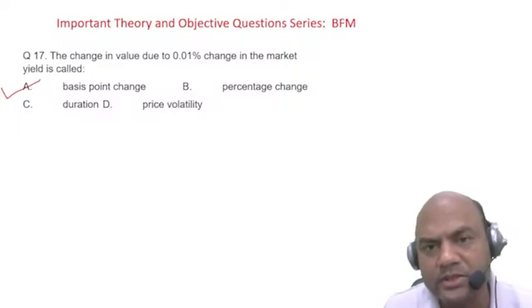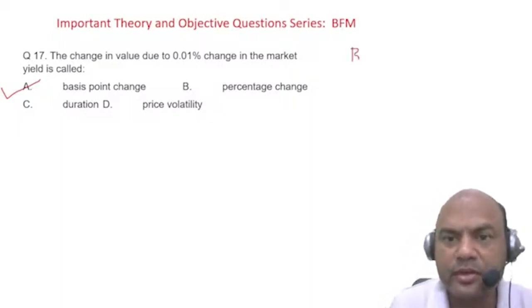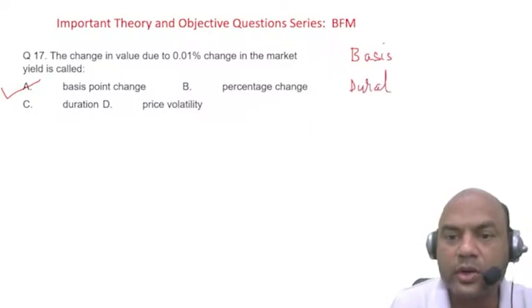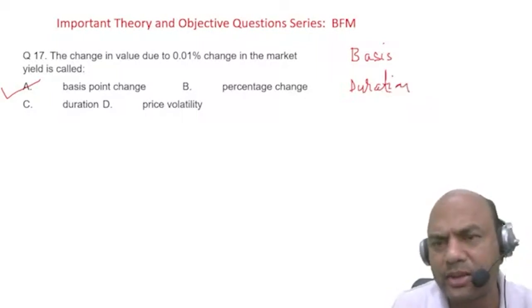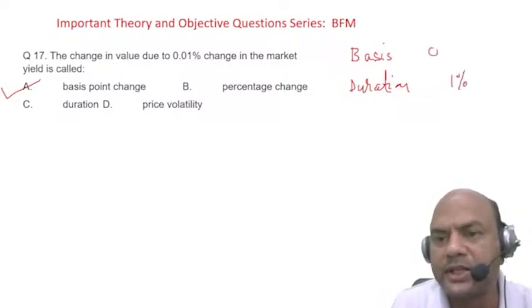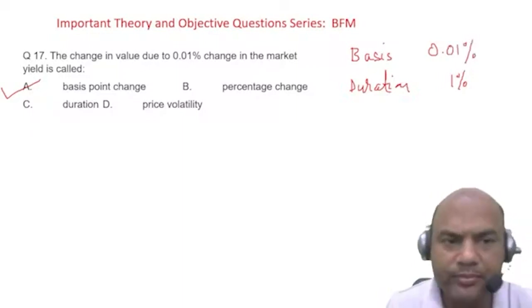There are two approaches. One is basis point, and second is duration, modified duration. So duration is for 1%. Remember this. I'll give you gross level, means big level. 1% change is the duration approach, and 0.01% change is BPV, basis point valuation.